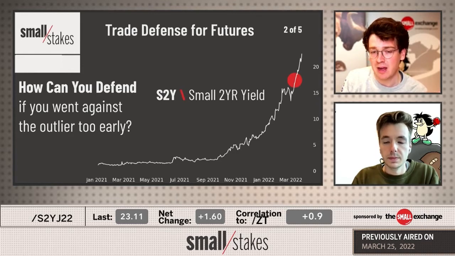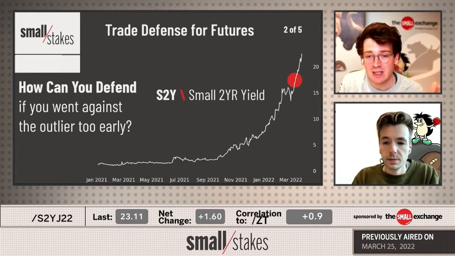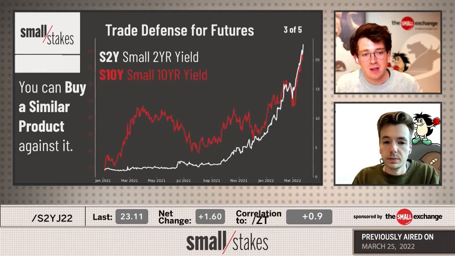So you can't blame someone like you or myself to be like, oh, this happens less than 1% of the time, I'm going to go against it. And sometimes those outliers continue against you. And that's why we have, thankfully, some trade defense.